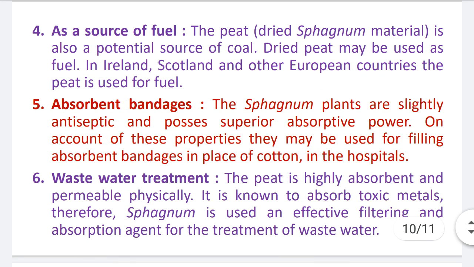नंबर 4, source of fuel. The peat means dried sphagnum material is also a potential source of coal. बरोबर आहे. कोळशासारखं अतिशय महत्त्वाचं फ्युएल आहे ते. Dried peat may be used as fuel. ते आपण फ्युएल म्हणून वापरतो. In Ireland, Scotland and other European countries the peat is used for fuel. स्पॅग्नम जे आहे ते आहे ना, फ्युएल म्हणून वापरलं जातं.